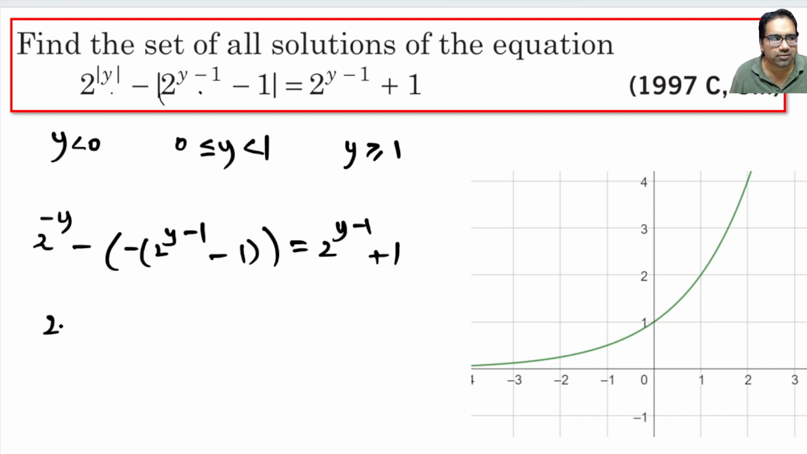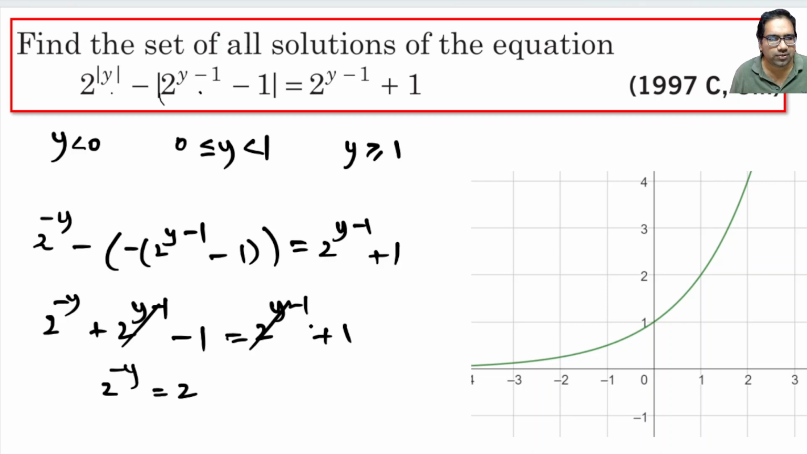This minus of minus 2 power minus y, we can write as plus 2 power y minus 1 minus 1. This minus and this minus will get cancelled, equals 2 power y minus 1 plus 1. This one and this one will get cancelled. This becomes 2 power minus y equals 1 plus 1, 2. That means 2 equals 2 power 1, so minus y equals 1, or y equals minus 1. When y is less than 0, we got one solution: y equals minus 1. There is no other solution. So far, so good.